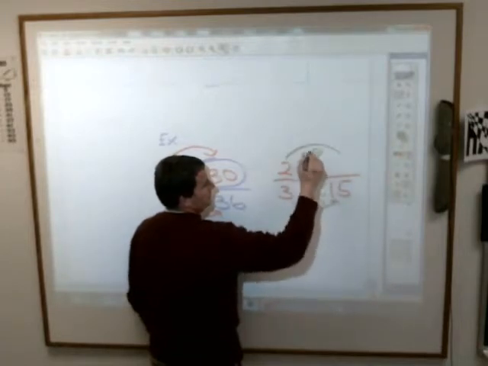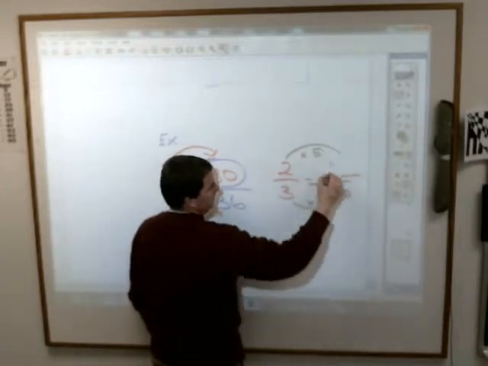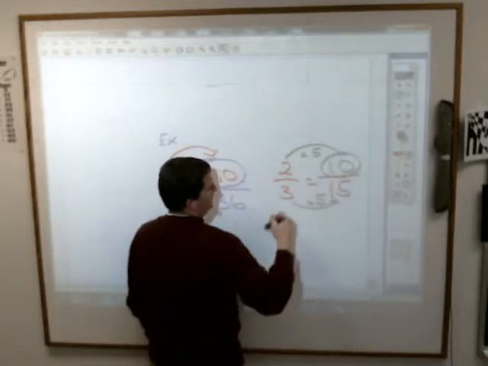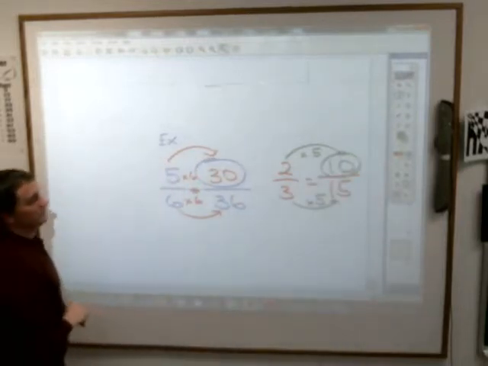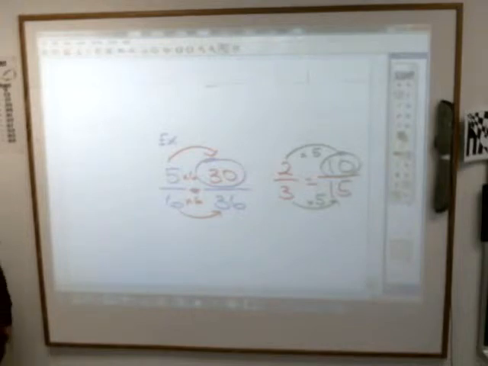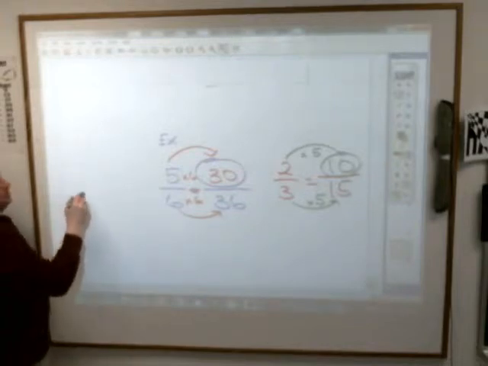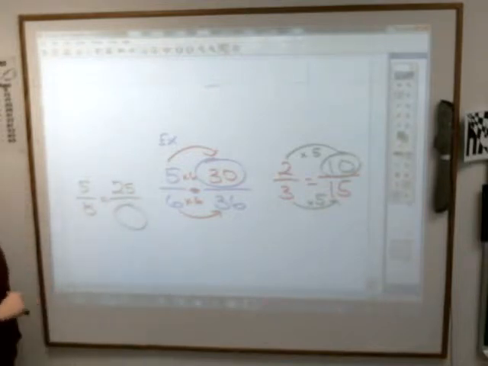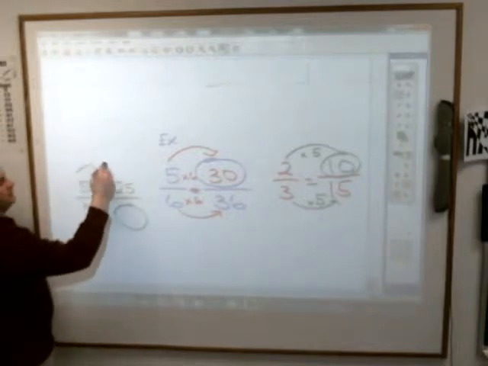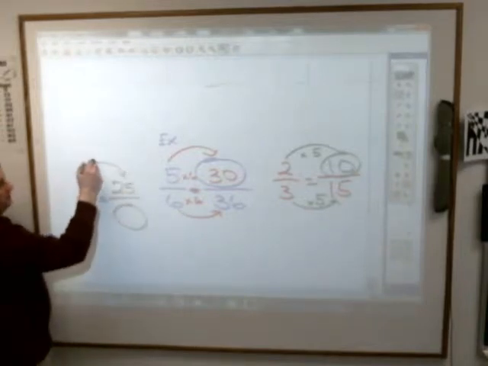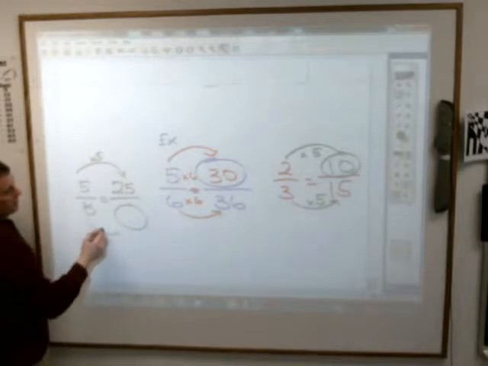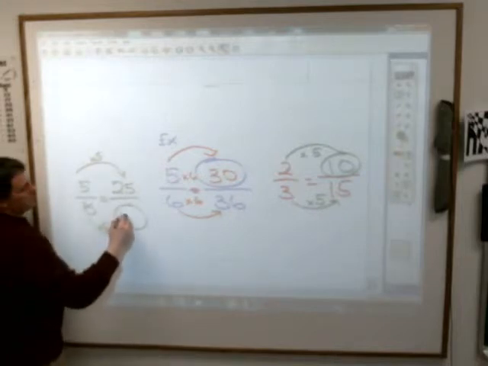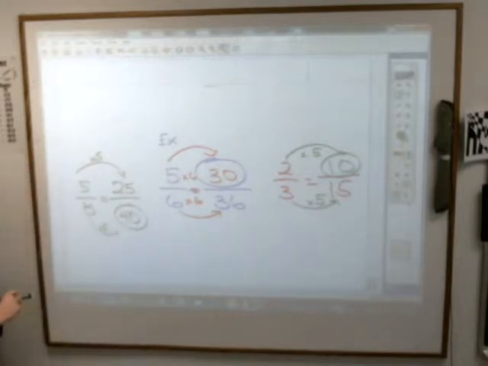2 times 5 is? 10. And this is the top number that we're looking for, but it's 10 fifteenths. And it doesn't matter whether you're missing the top or the bottom. For example, if I have 5 eighths equals 25 over what number, you still do the same exact thing. How do I go from 5 to 25? Multiply by 5, so for the bottom I have to multiply by 5 as well, and I get 40.